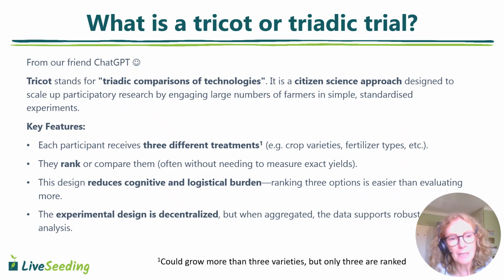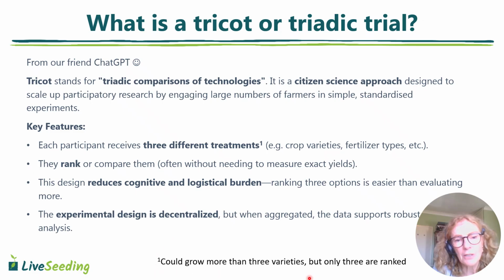And then the statement here, this comes from ChatGPT, it reduces the cognitive and logistical burden. So ranking 3 options is easier than evaluating more, for sure. Just look at those 3, put them in order, report back in some way. Very, very decentralized.